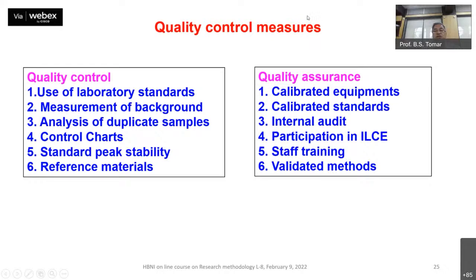Whereas for quality assurance, you calibrate your equipment, and that is your assurance to people that yes, you are calibrating your equipment, so your data is reliable. You are using calibrated standards. You have an internal audit, so there is an audit of all your procedures, SOPs, and instruments. You participate in the interlaboratory comparison exercise, ILC, to show to the world that your data are reliable. You train your personnel for the operations they do, and you use standard methods like ASTM methods or well laid down procedures as a part of your quality assurance.